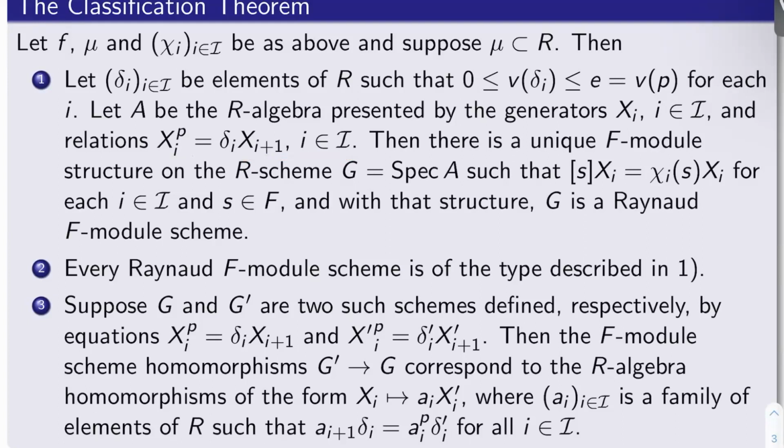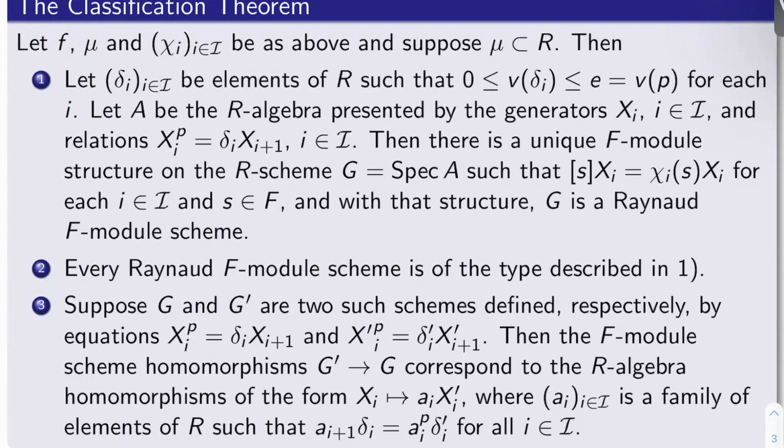Then there is a unique F-module structure on the R-scheme G equals Spec A, such that bracket s of chi_i of X_i equals chi_i of s times X_i, for each i in big I and each s in F. And with that structure, G turns out to be a Raynaud F-module scheme. What is this bracket s map here? A bracket s of chi_i of X, let's say, is just chi_i of sX. So it's basically a scale-the-input-by-s map. Two, every Raynaud F-module scheme is of this type. So number 1 completely classifies Raynaud F-module schemes.